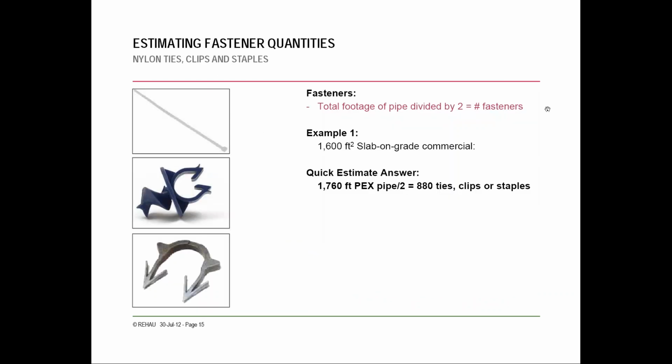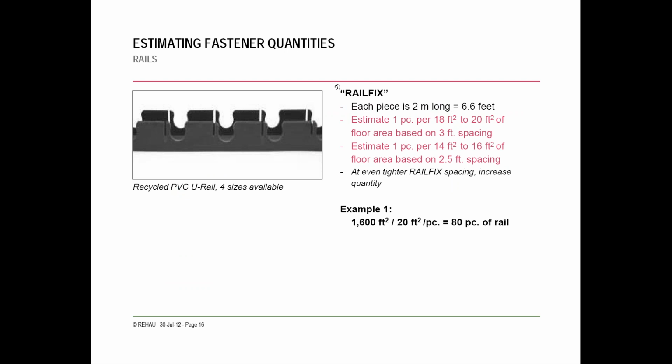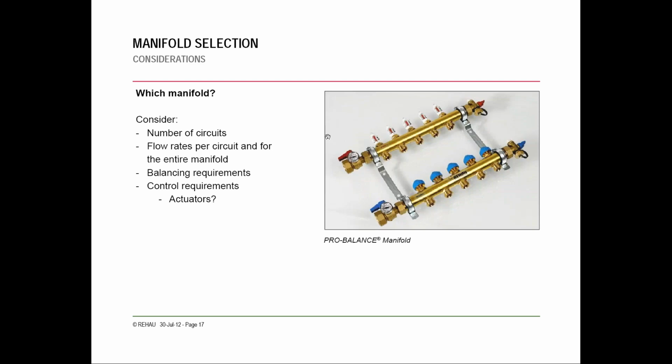It's already 1 o'clock, so I'll try and wrap this up here. When you're estimating your fasteners, depending on which one you're using, the manufacturer will give you a check figure. 1 piece per 18 to 20 square feet for this specific track. Again, depending on which one you're using, they'll give you a different number: this many pieces for this many square feet, or this many pieces for this length of pipe. And I'll show you a quick estimator for Rehau's specific ones.